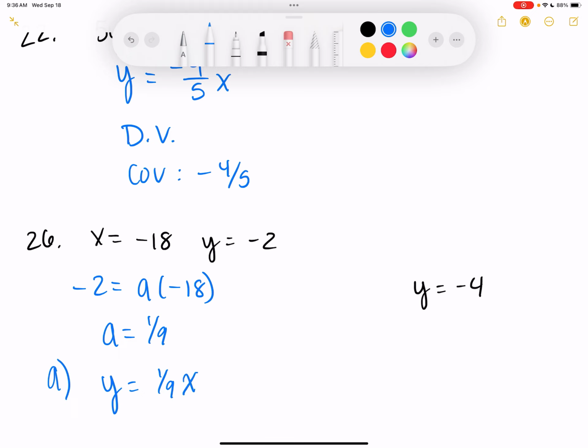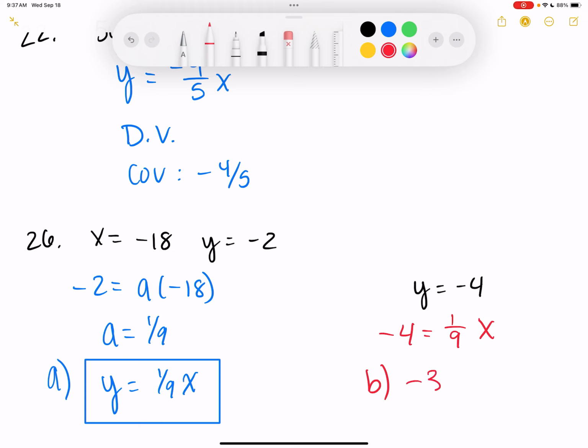And then if y equals negative 4, you'd have negative 4 equals 1 over 9 x. So then what is x equal to? Multiply both sides by 9, so we have negative 36 equals x. Yeah, that's what I got.